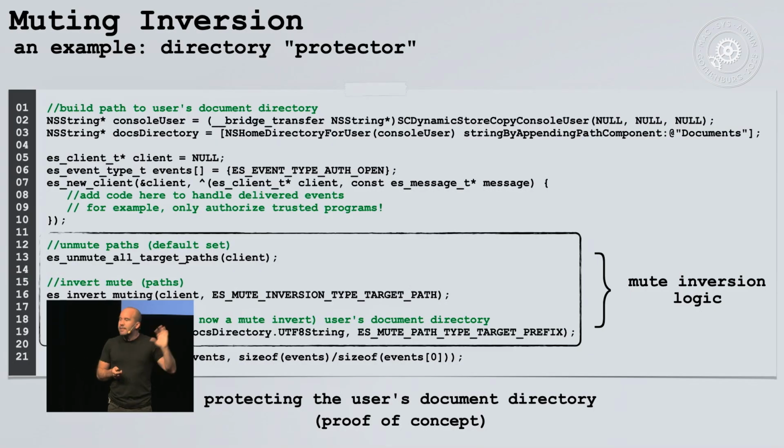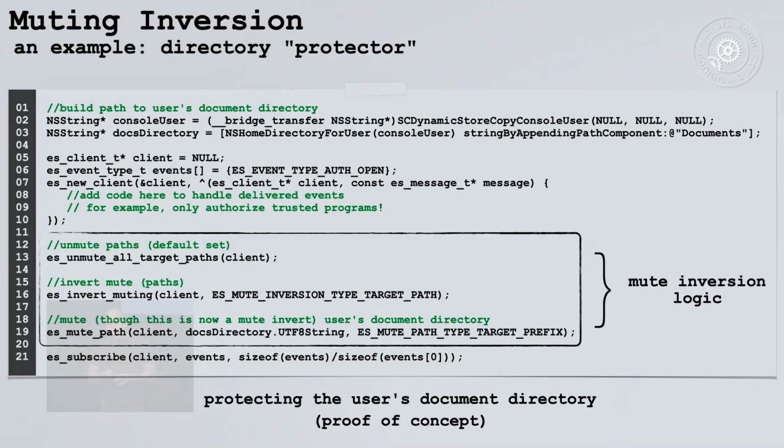And then comes the mute inversion logic in the highlighted box. We first unmute all target paths. This is only because of the default mute set, which now we know all about. We then invert muting, because we want to do the opposite. We only want to watch one specific directory. And then we call the ES mute path API. This is now going to do the opposite because we've inverted muting. So instead of muting what we specify, it's going to mute everything else. Again, this is where my head kind of starts to hurt, but hopefully I've made a stab at explaining this.